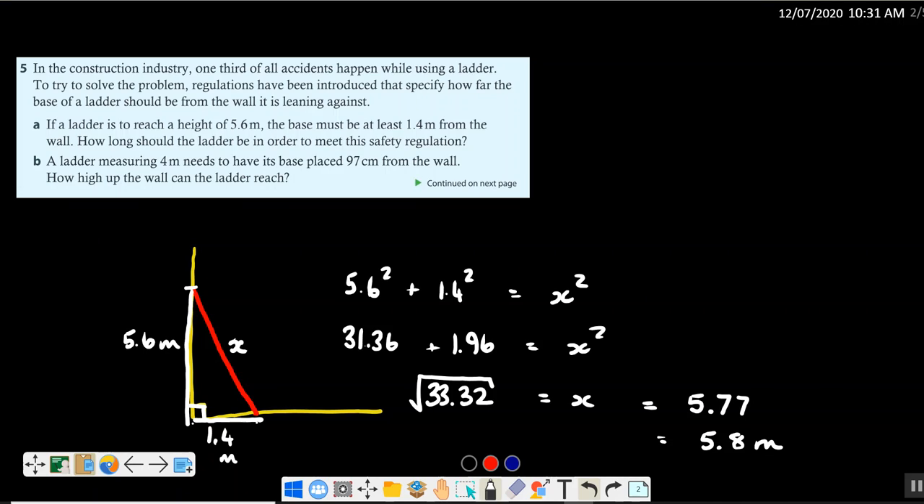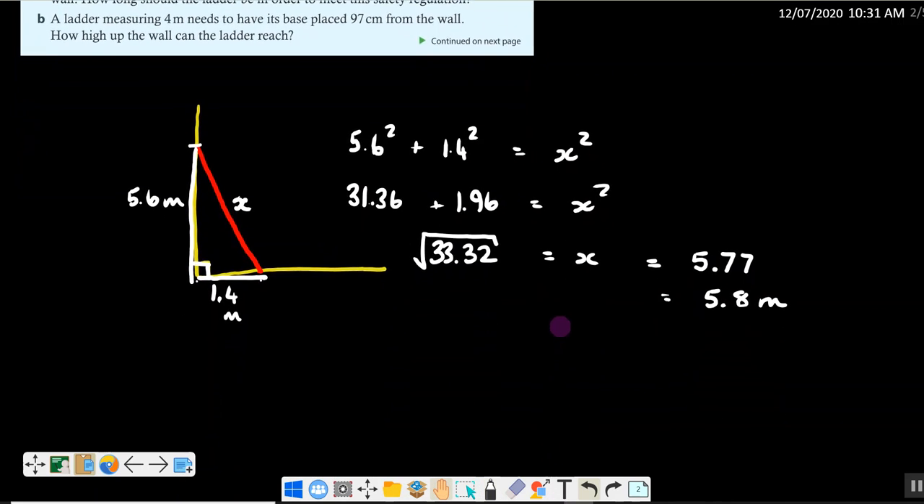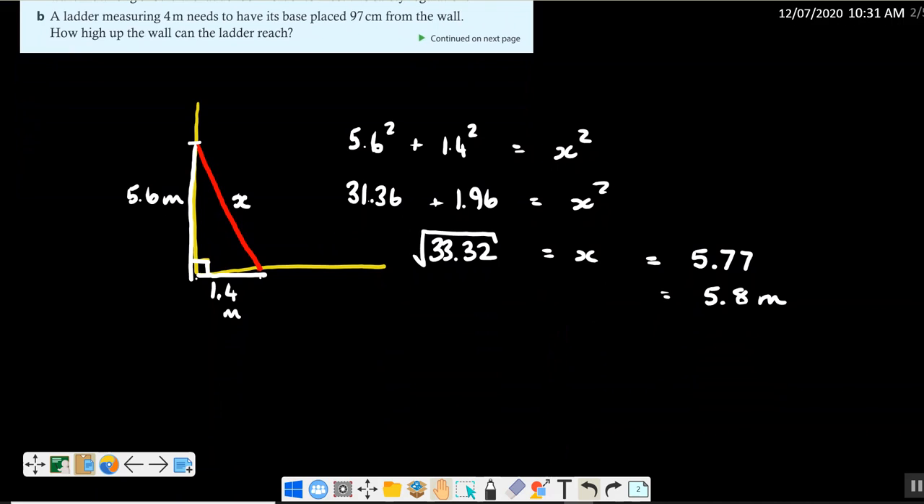So then B, a ladder measuring 4 metres needs to have its base 97 centimetres from the wall. How high up the wall can the ladder reach? It's because of the two different measurements. Now that's the type of question we did when we had the picture.